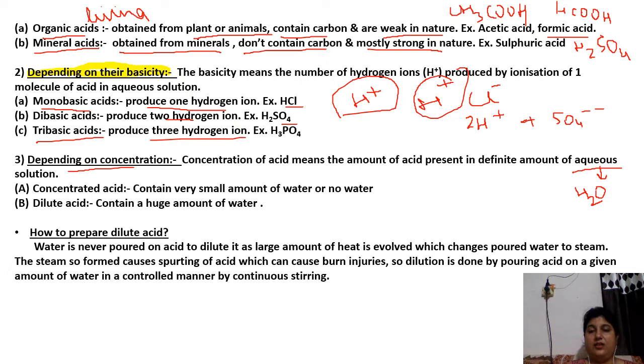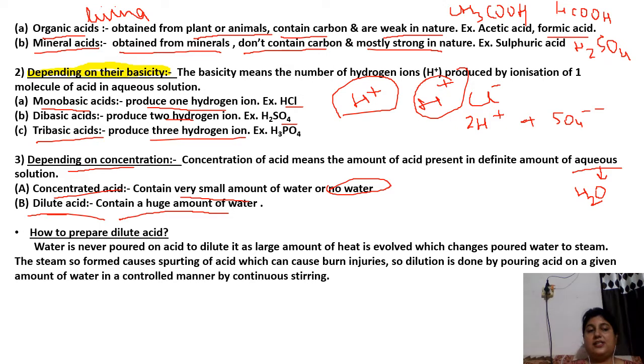For example, when we buy milk from milkman, ठीक है, so when it is in purest form, that is concentrated. But धीरे धीरे हम उसमें water add करते हैं, so it gets diluted. So similarly, the acids are classified in two categories: concentrated acid and dilute acid. In concentrated acid, it contains very small amount of water, means the major part is acid. Either concentrated acid has no water molecule in it, or if it is present, then that will be in very small amount. While in dilute acid, it contains a huge amount of water.